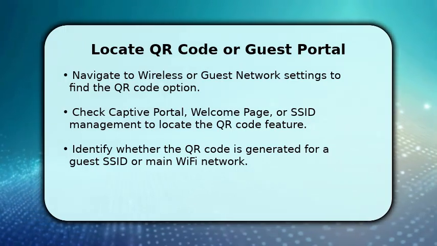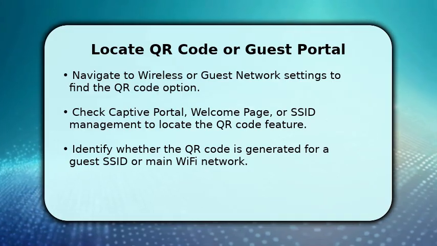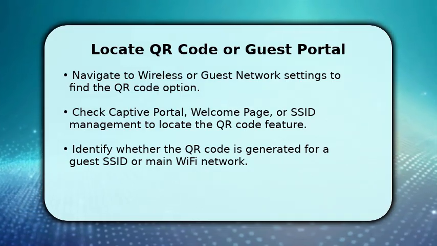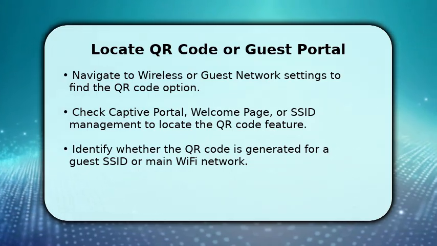Open the relevant configuration panel and review the QR or print QR button and hotspot information. Note the SSID, encryption type, and password shown on the QR preview before making changes.